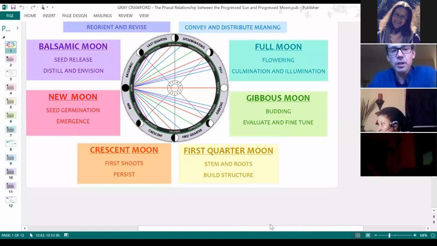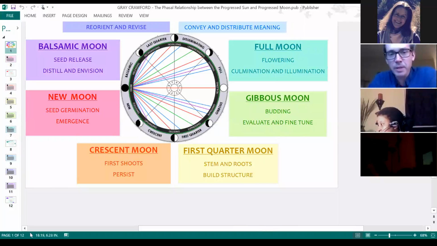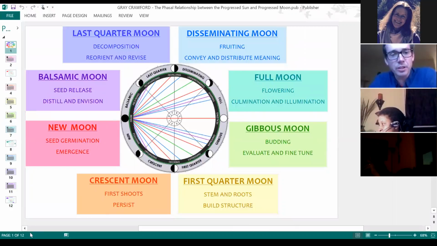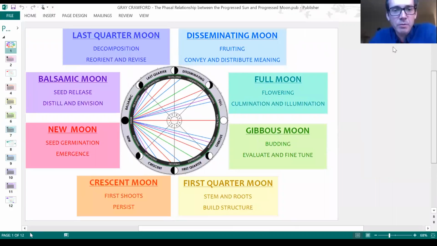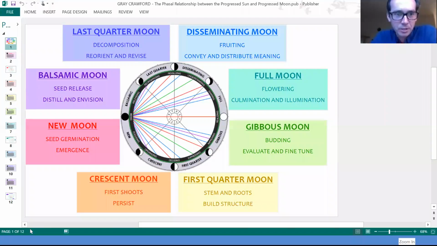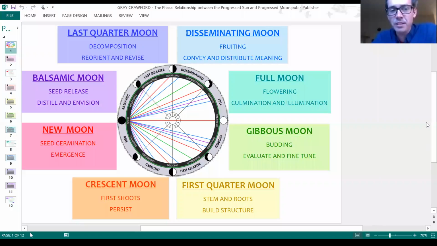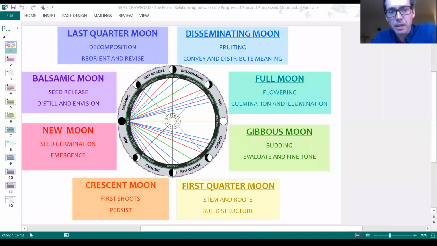So I'm not sure whether or not you've all heard about the secondary progressed chart or not. I'm going to explain a little bit about that. Those are the basic 8 phases, and these are essentially created, pretty much out of Dane Rudhyar more than anybody. But this is the secondary progressed chart.